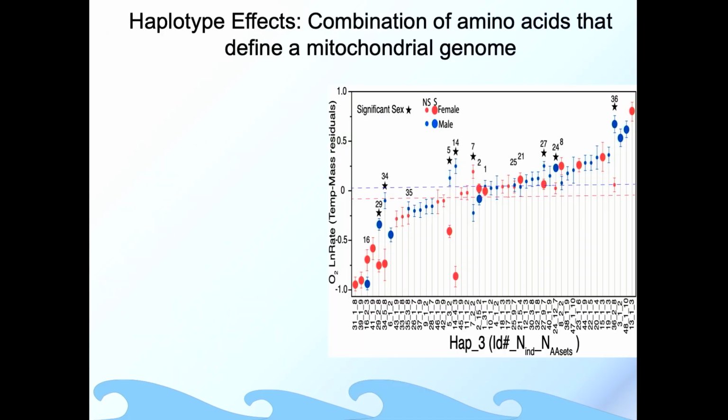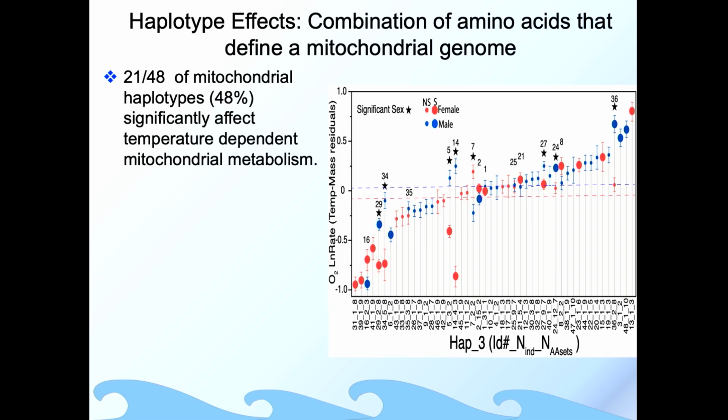So there's a haplotype effect. In other words, if we sum up all those amino acids between them, and this is again the haplotypes on the bottom, there's 48 of them. They're arranged in order, and on the y-axis, again, is just the metabolic rate from the mitochondria. The big dots are significant, the little dots are not significant, and the stars, again, are different between males and females. But 21 of the 48 mitochondrial haplotypes significantly affect the temperature-dependent metabolic rate.